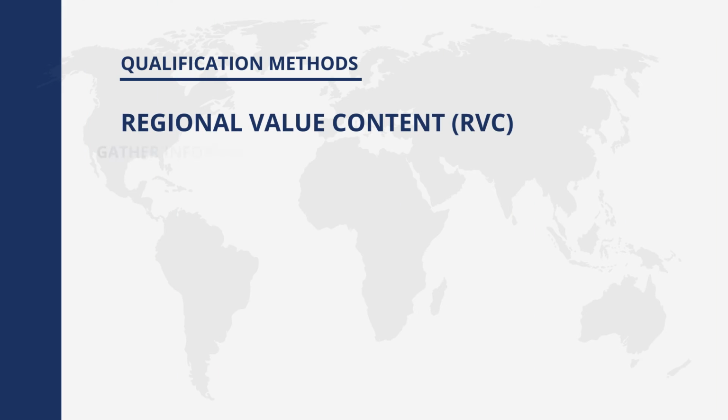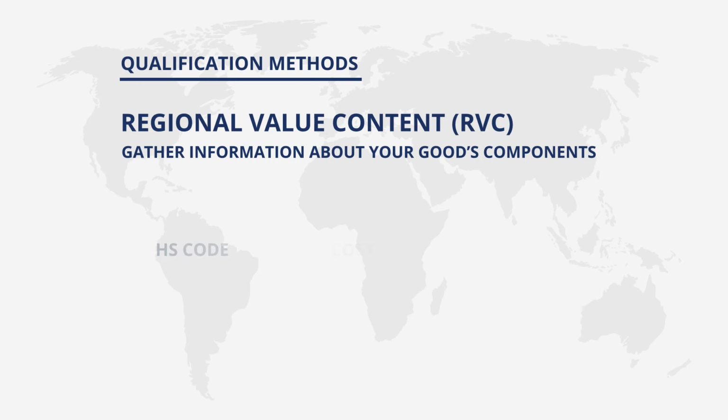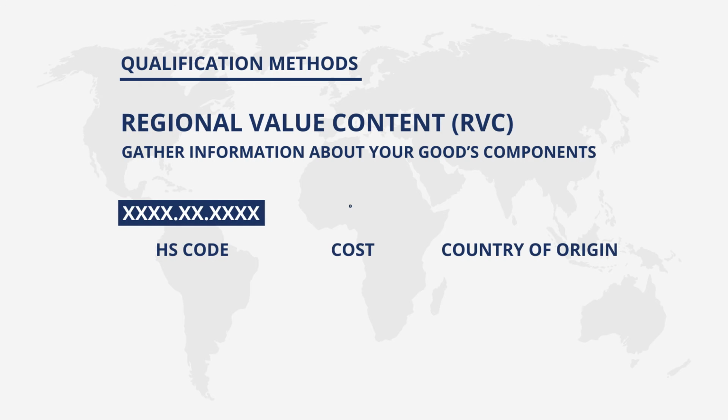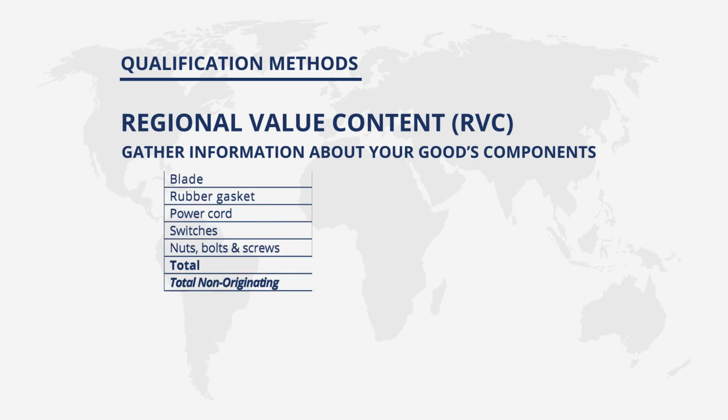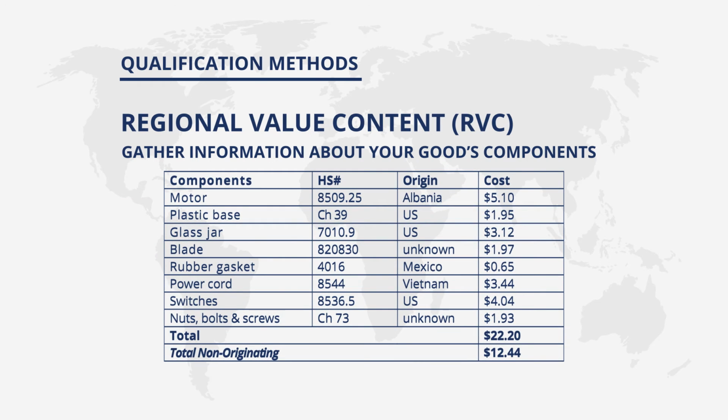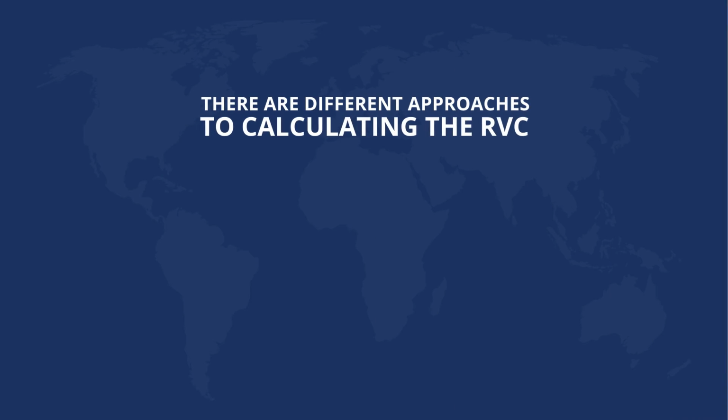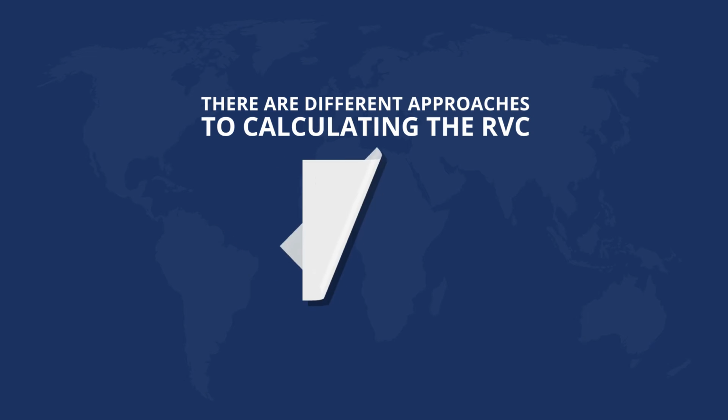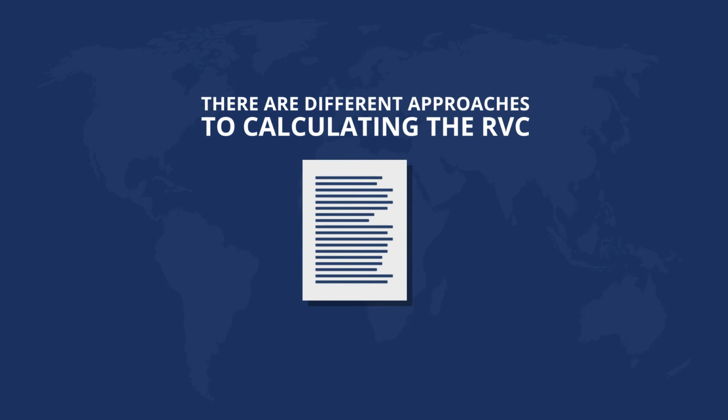You will need to gather information about your good's components to use this method, such as the HS code, cost, and country of origin for each input. Remember to update this if the source of a component changes. There are different approaches to calculating the RVC. The FTA will list the requirements.